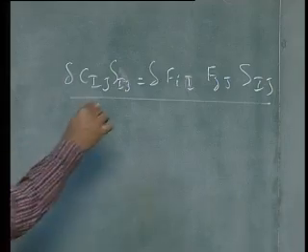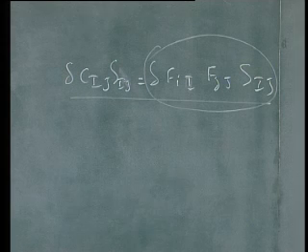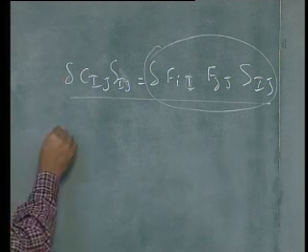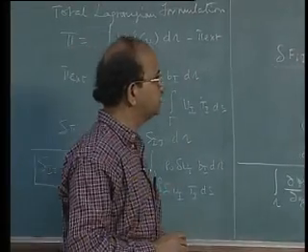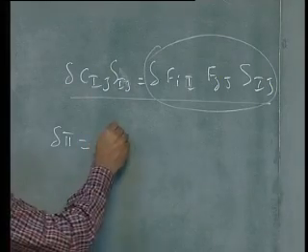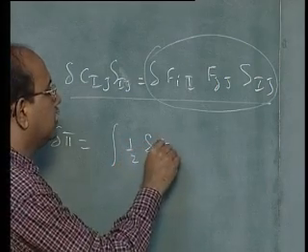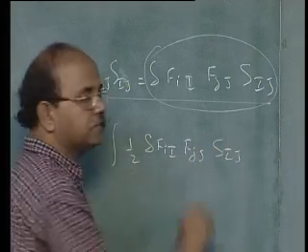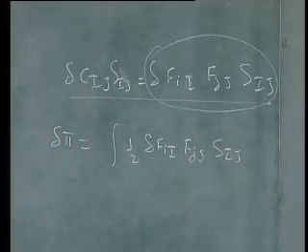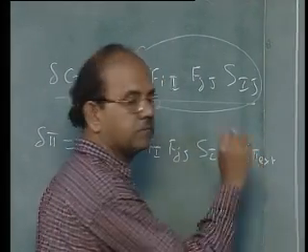Now, let me substitute this into my expression in delta phi, so that the delta phi expression can be written as, I'm doing it for you. What is the first term? Integral half of delta F I J, F J J S I J, minus delta phi external terms.